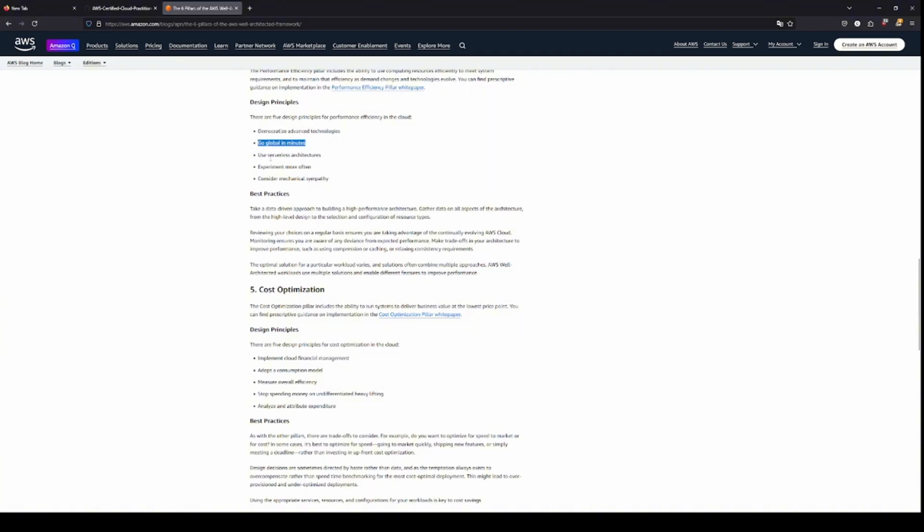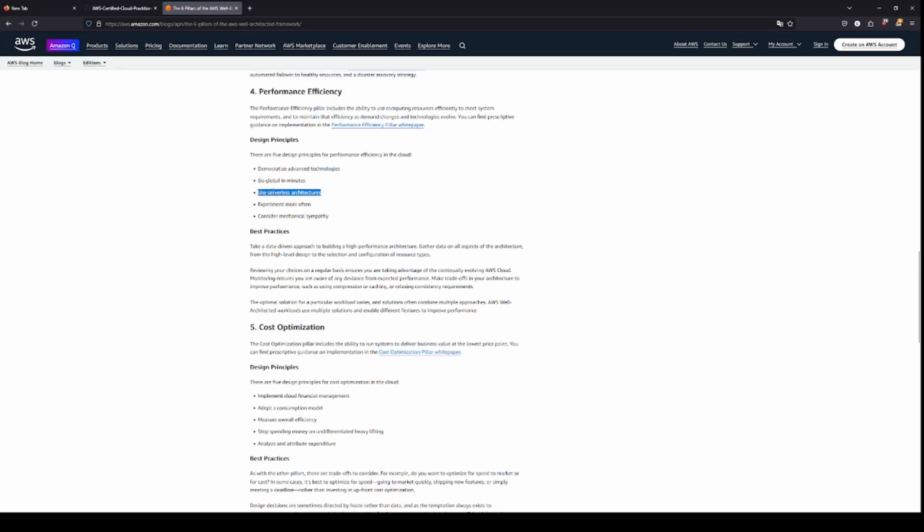Go global in minutes. Use serverless architectures. So Lambda is a serverless compute system. Look that up in your free time. Experiment more often, so just test things.